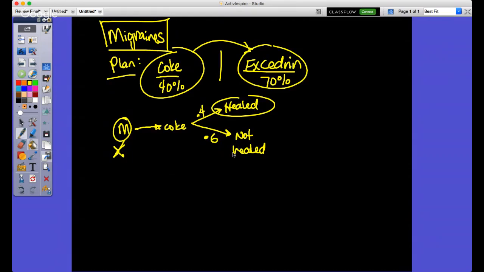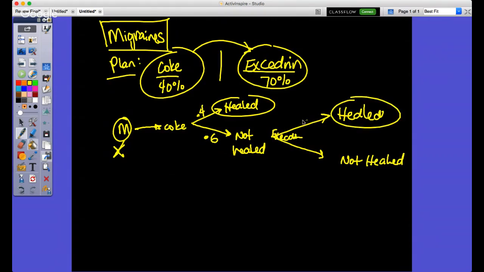If I'm not healed, I go to another option, which would be Excedrin, where again I have an option of either being healed or not healed. So this is Excedrin going in, and I could either be healed or not healed. The probability that I would be healed in this instance would be 0.7. The probability of not being healed would be 0.3. So very similar to a tree diagram.